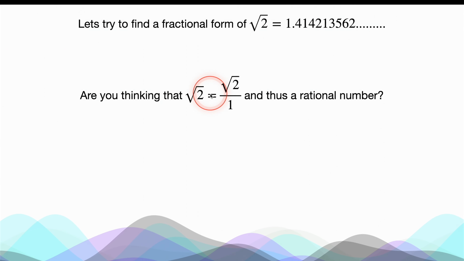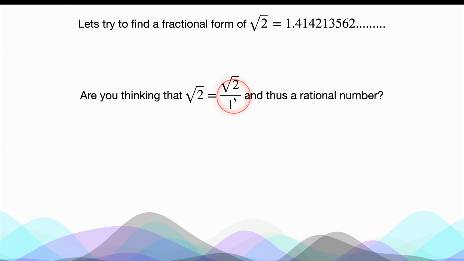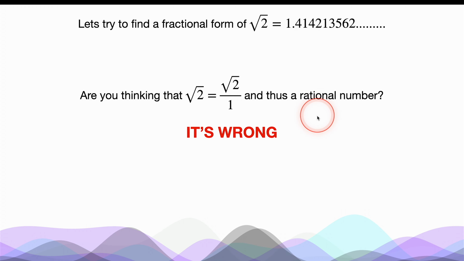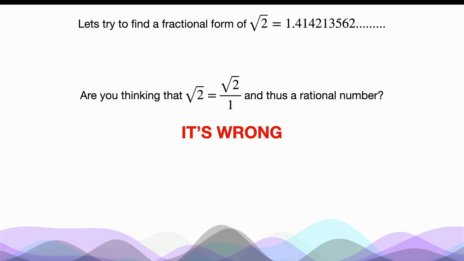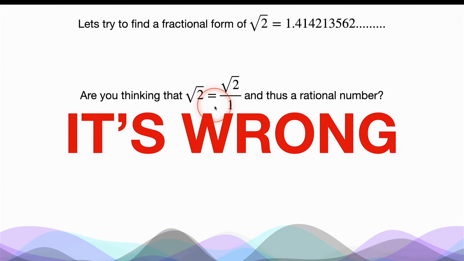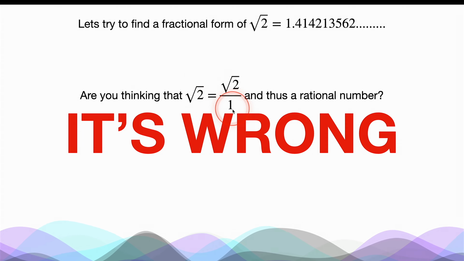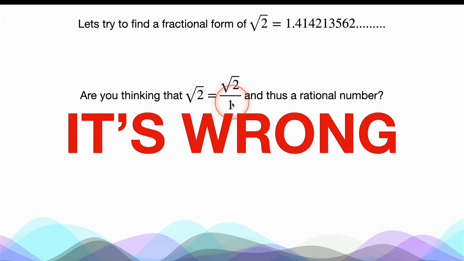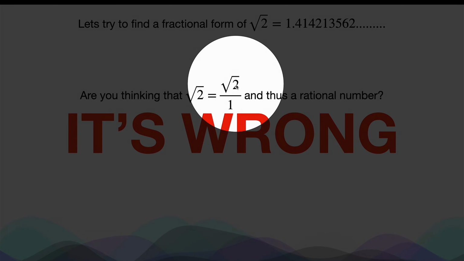If any one of you is thinking that root 2 is nothing but root 2 by 1 and thus a rational number, then take a moment and remind yourself this is wrong. Okay, what is a rational number? A rational number should be in the form of p by q, where p and q are integers. Here root 2 is not an integer. So now we will make an attempt to find the fractional form of root 2.